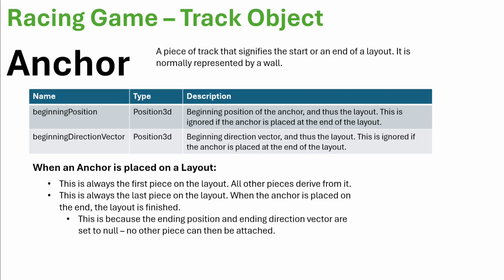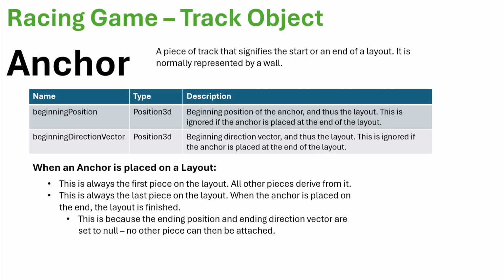So you would put an anchor piece. The anchor piece would basically look like a wall, for lack of a better term. What that will allow us to do is that if we put an anchor piece at the very beginning, we can set a beginning position and a beginning direction vector. Because remember I said earlier that the starting position and the starting direction vector of each piece is derived from the ending position and the ending direction vector of the previous piece. Well, somebody's got to start that off, and that's what the anchor is for.